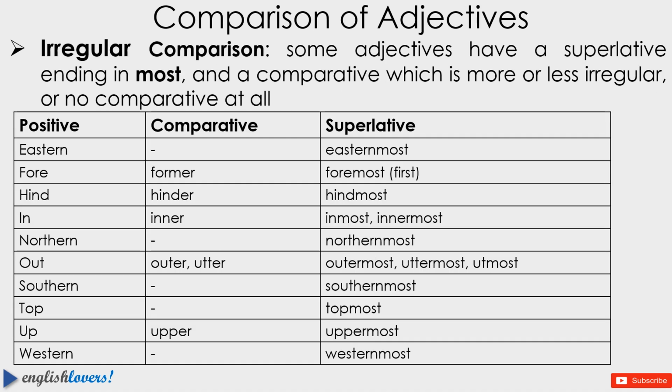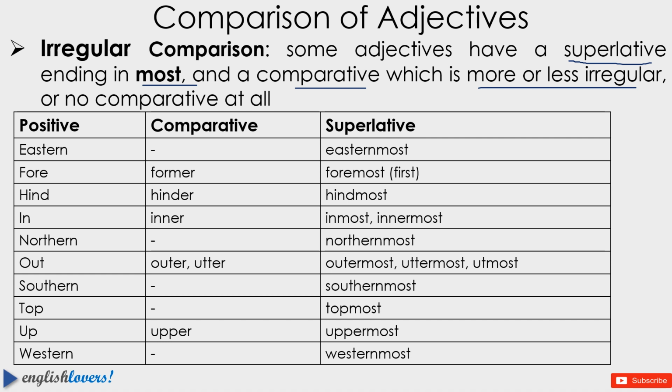The next is irregular comparison. Now what is irregular comparison? There are some adjectives in English which have different forms in comparative and superlative. They do not follow the rules of er and est and the rules of more and most. So some adjectives have a superlative ending in most and a comparative which is more or less regular. So the comparative form of these adjectives is more or less regular or no comparative at all.